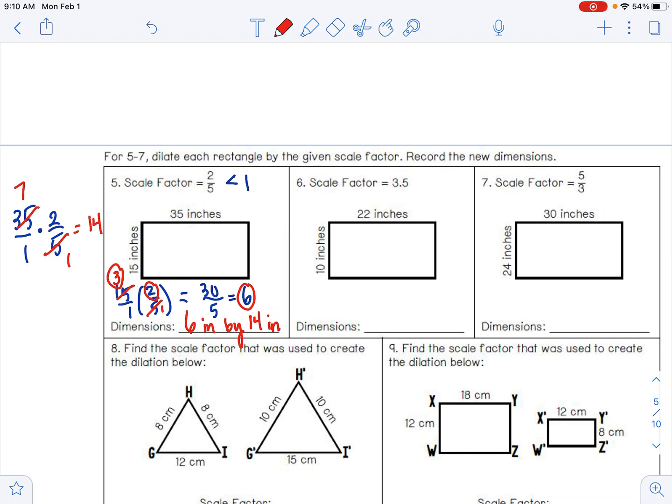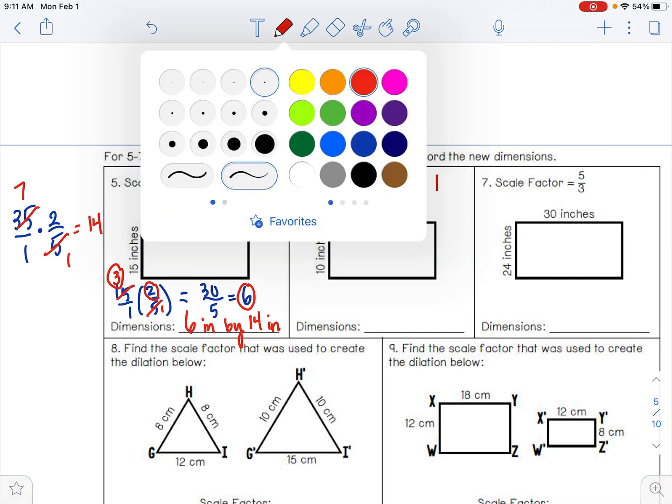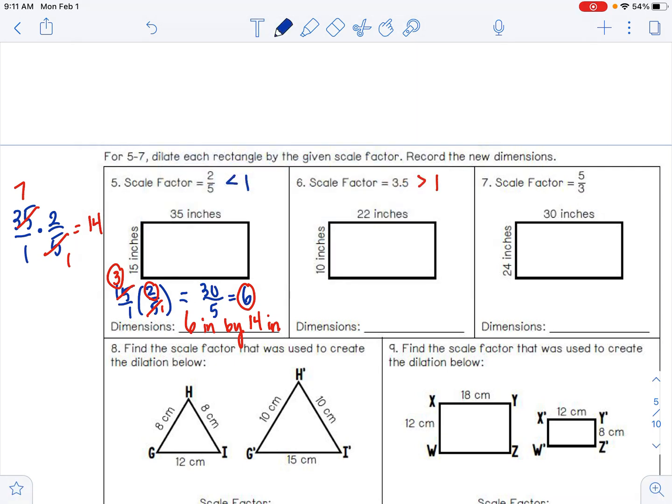I want you guys to try number 6 and 7 on your own. I'll give you a hint and get you started on number 6 and remind you that 3.5 is greater than 1. So this rectangle should get bigger. So go ahead and pause the video.